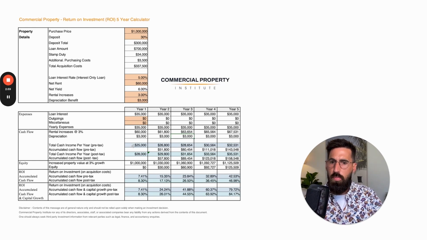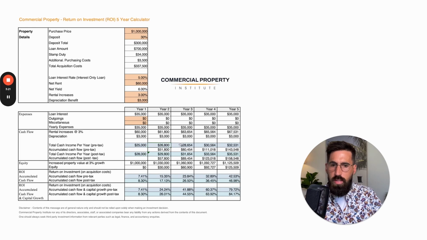So this is where most commercial investors stop. So in the first year, we'll have $25,000 a year cash flow, which is basically the loan interest subtracted off the $60,000 rent. And then we can also look at after tax. If we include the $3,000, what post-tax cash flow is going to be. See, on this scenario, it's $28,000.